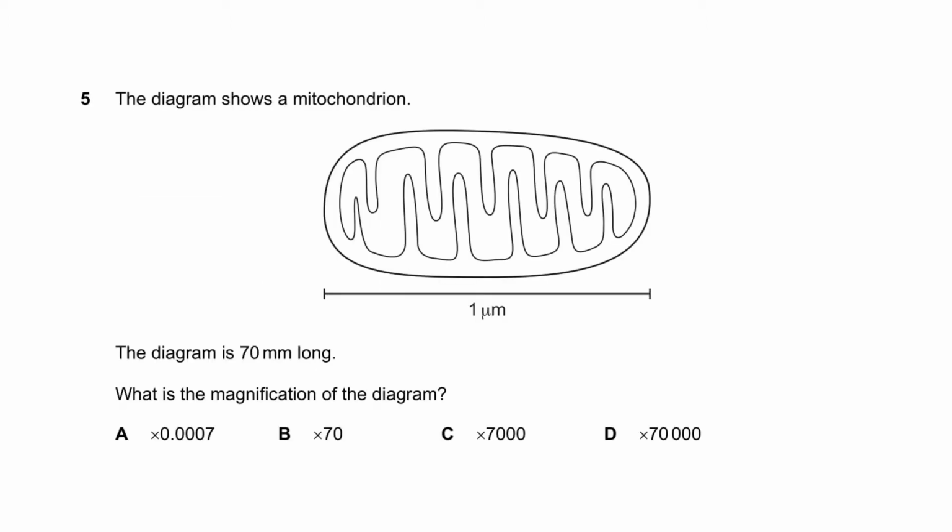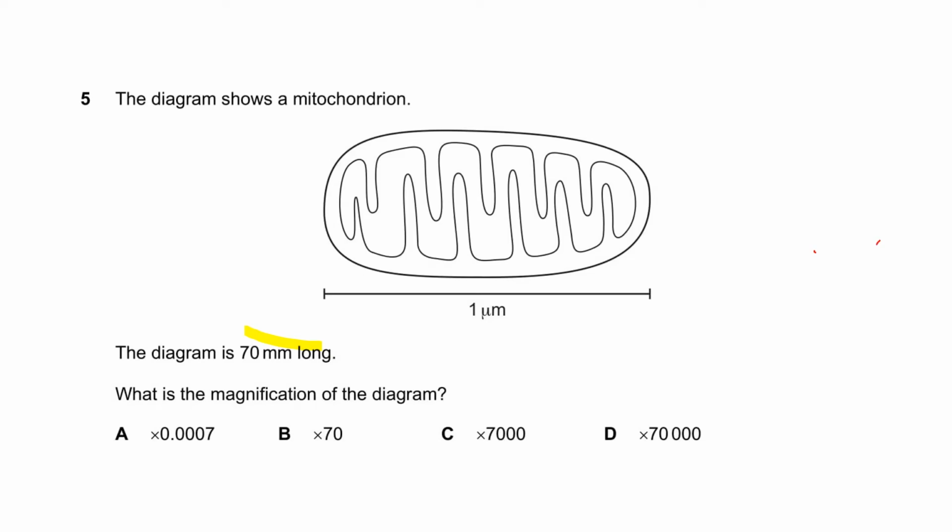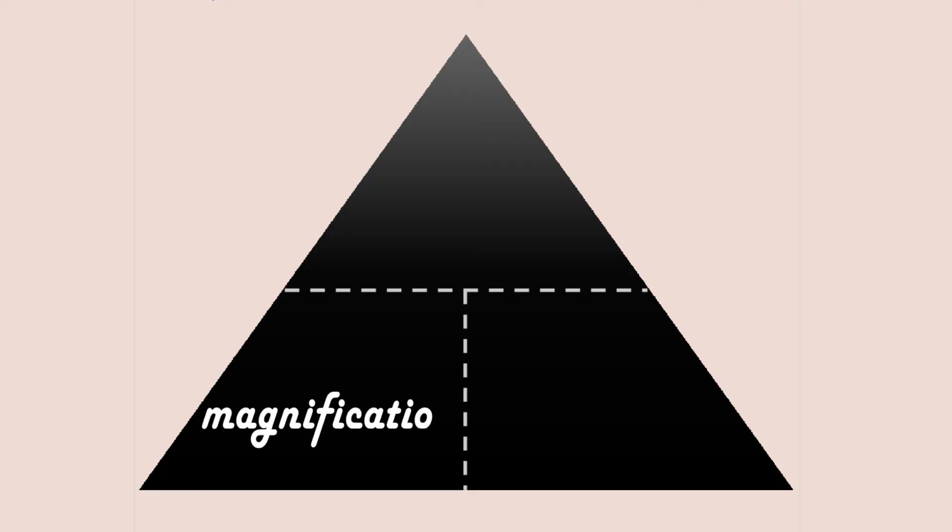The diagram shows a mitochondrion. The diagram is 70 millimeters long. What's the magnification of the diagram? So let's start by writing the formula. Magnification is equal to measured length over actual length.